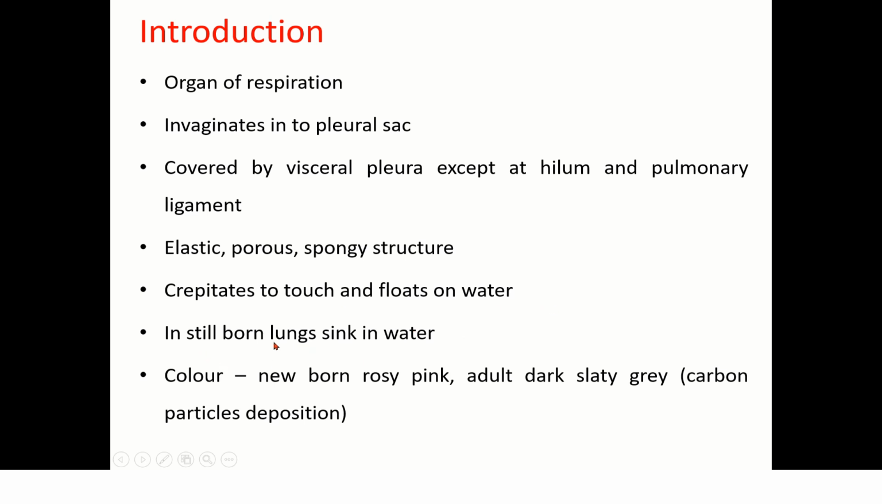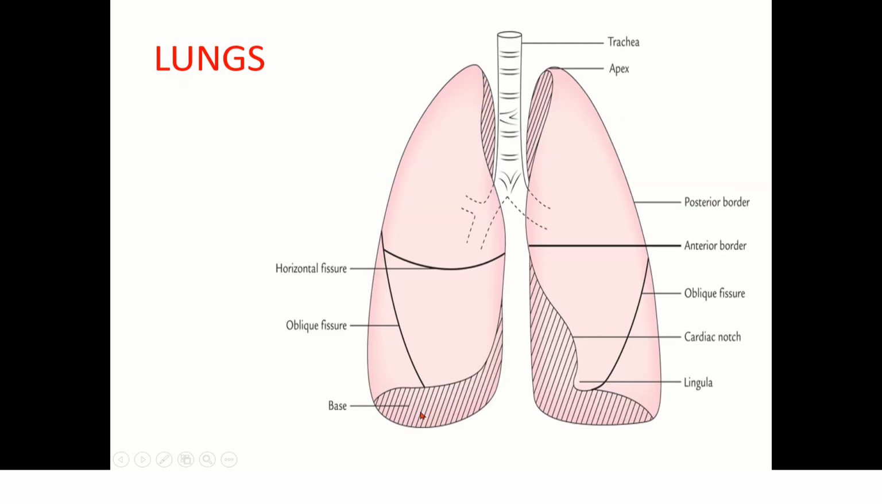In stillborn, that is in the children born dead, lungs sink in water. So in newborns, the color is rosy pink, and in adults, it is dark slaty gray due to deposition of carbon particles. You can see here, this is the right lung.